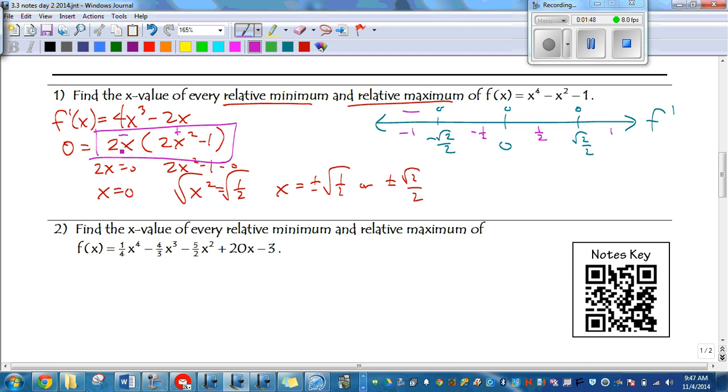Put negative 1/2 in, 2 times negative 1/2, still going to give us a negative here. Here, 1/2 squared is 1/4, times 2 is 1/2, minus 1 is going to be negative 1/2, so this is going to end up being a negative. So negative times negative, positive. Positive 1/2 in there, this first part is going to be positive, second part is going to be negative again, so that's going to be negative. And then the last one, if we put 1 in, we're going to get a positive and a positive, which makes that a positive answer.